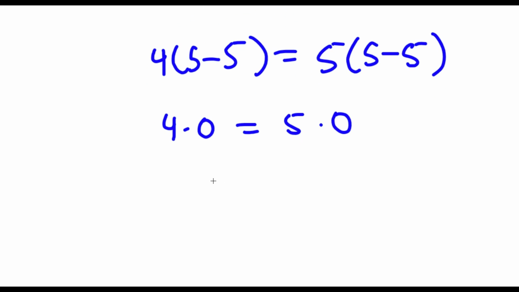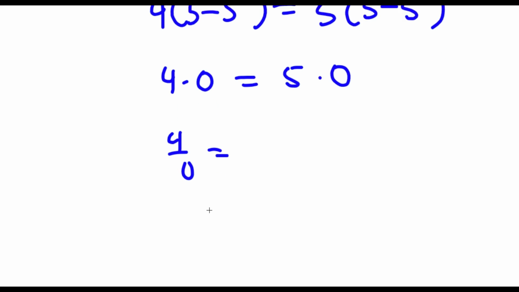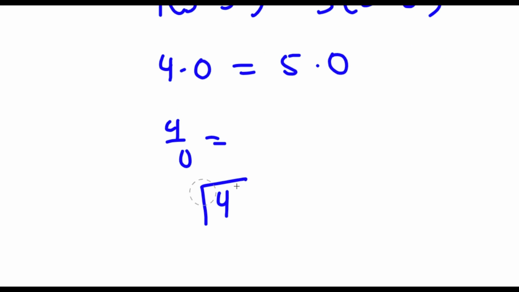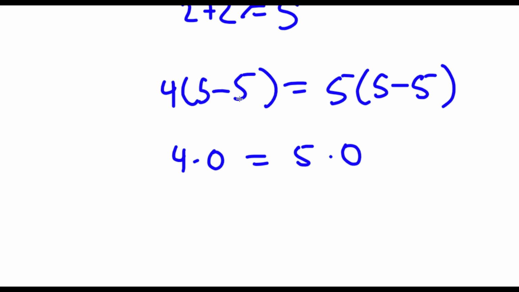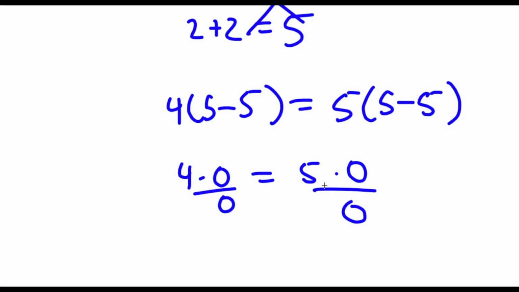And if you guys already didn't know, dividing by 0 is not defined because anything divided by 0, well, as you see, 4 divided by 0, if we tried to do this, 0 times what equals 4? Well, nothing, because you can't multiply anything by 0 to get 4. 0 times anything is 0. So dividing anything by 0 is undefined. So when I divided both sides by 5 minus 5, I really divided both sides by 0.